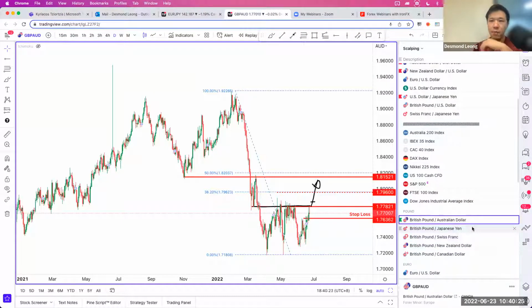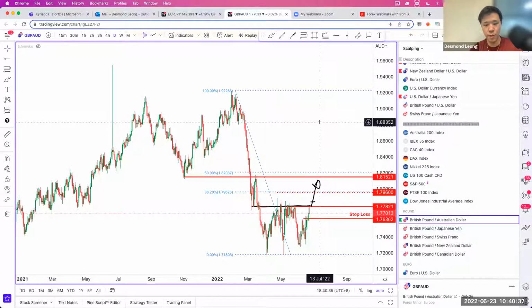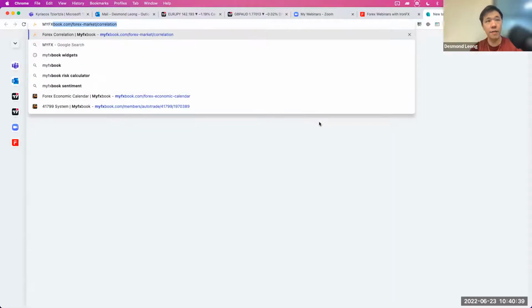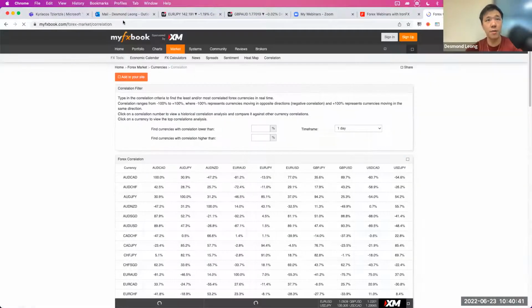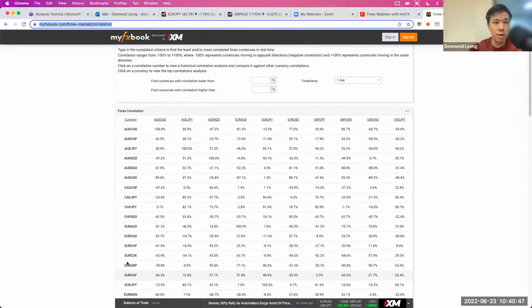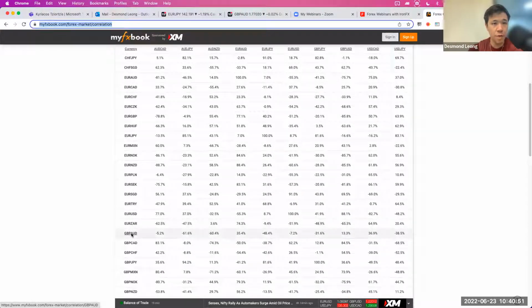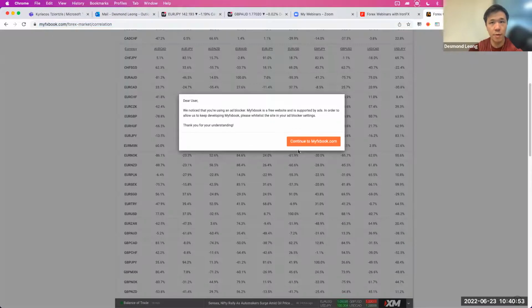Some of you guys might be wondering, how do I know which one it is correlated with? This is where you can go to my FX book correlation table. I'm going to send this over to you guys. In this example, you look at GBP AUD, you scroll down by the side. Oh, here it is, GBP AUD. You click on it.